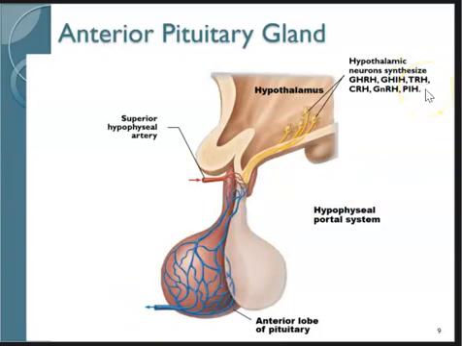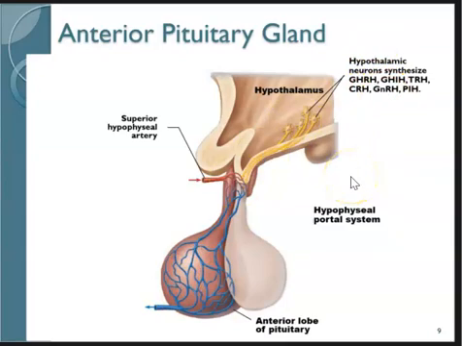TRH, which is thyrotropic releasing hormone, will cause the release of TSH from the anterior pituitary gland. TSH is thyroid stimulating hormone. CRH is corticotropic releasing hormone, which will cause the release of ACTH, adrenocorticotropic hormone, which we'll talk about, along with all these hormones of the anterior pituitary gland, in the next slide.